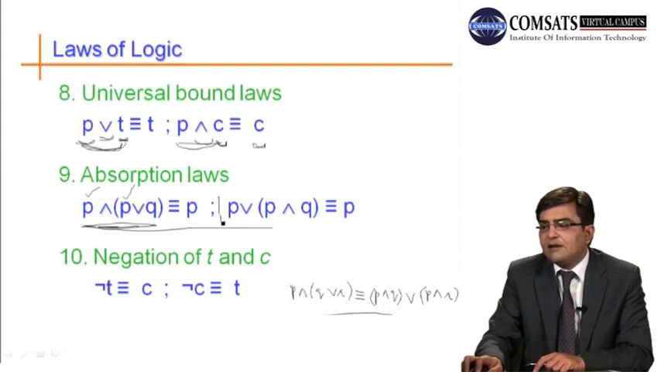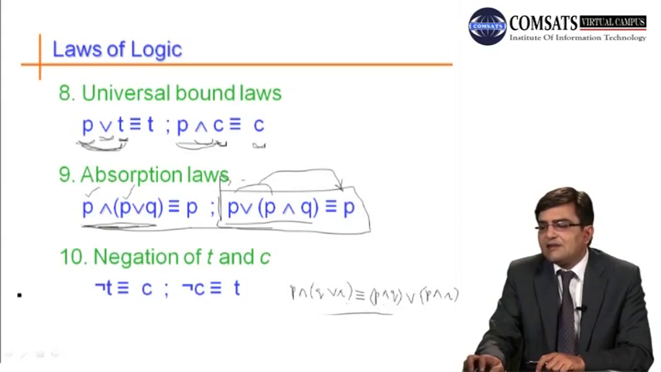Similarly, the second law here is also a special case of the distributive law. We can prove it if we have P or (P and Q). This is logically equivalent to P. So if we have two same propositions in the distributive law, then this left hand side compound proposition will be equivalent to the proposition which comes two times on the left hand side.